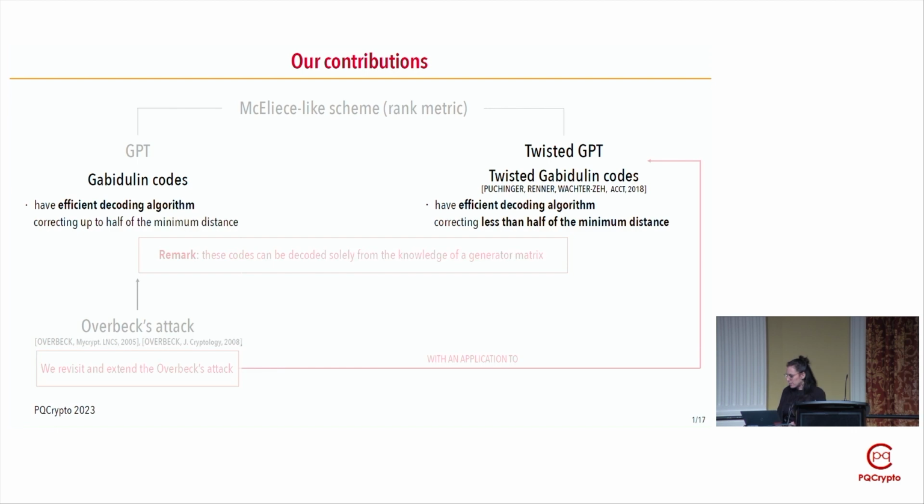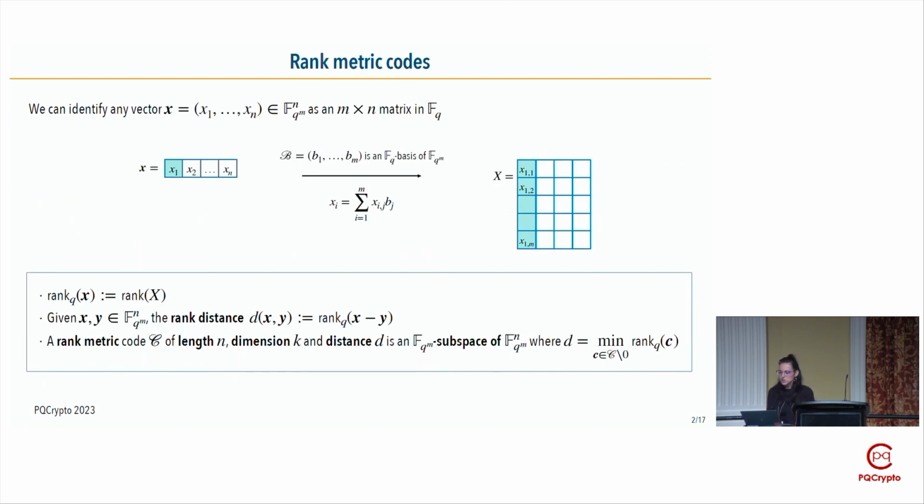Okay, so let's start by talking about rank metric codes and then Gabidulin codes. So the main idea is that we can identify any vector in F_{q^m}^n as a matrix with coefficients in F_q by just choosing a basis of F_{q^m} over F_q and then considering any component of the vector and developing it as a linear combination of the elements of the basis. We then write all the coefficients of these linear combinations as columns of a matrix. So in this way, we get a matrix with coefficients in F_q.